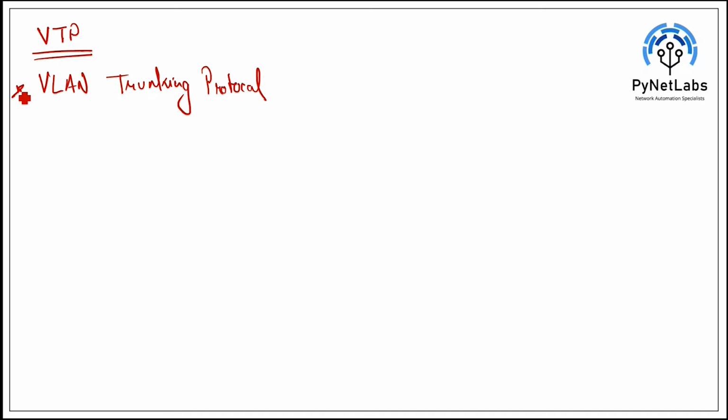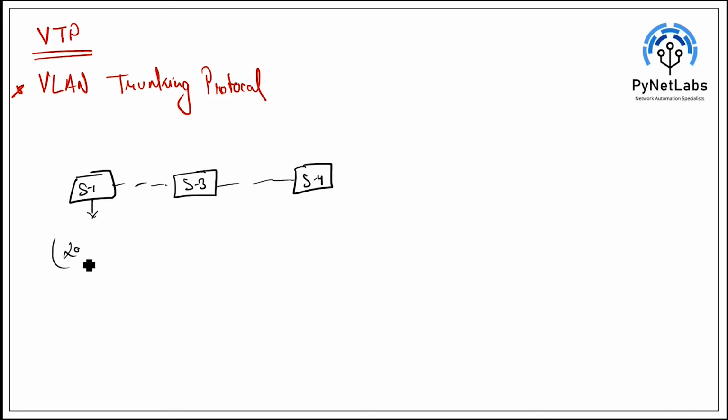So just to reduce the burden of provisioning VLANs on switches, Cisco came up with this solution, which was VTP, VLAN Trunking Protocol. Now, what VTP basically does is copy the VLAN database from one switch to another. For example, say you have three switches: switch one is connected to switch three, and switch three is connected to switch four. On switch one, if you have 20 VLANs and you want these 20 VLANs on the other devices too, VTP is going to help you out, because it is going to copy the VLAN database from one switch to another switch inside the network.